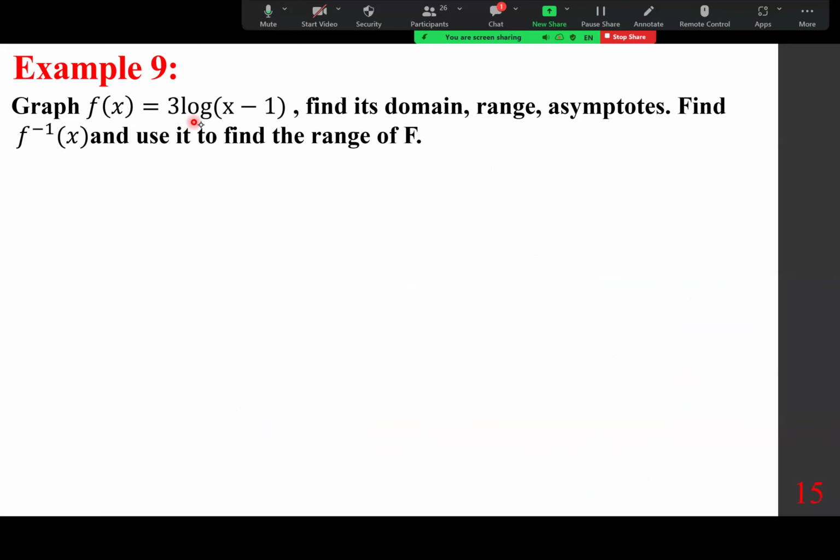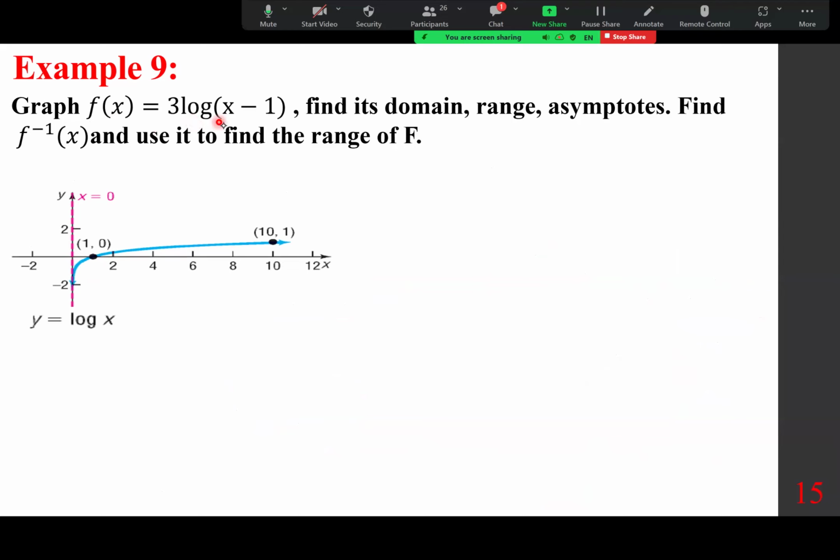Graph f of x equals 3 log (x minus 1), and find its domain, range, and asymptote. Find f inverse of x and use it to find the range of f. We start with the basic function. It is supposed to look something like that. By the way, when we don't have a base, the base is 10. Remember that it's a common log.